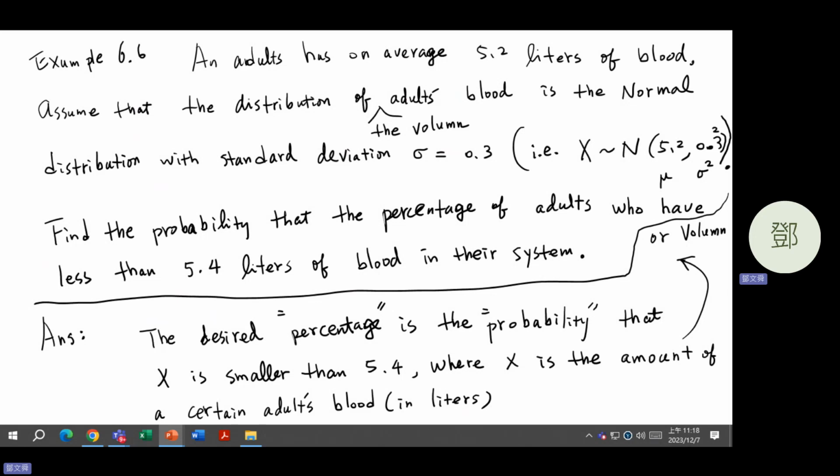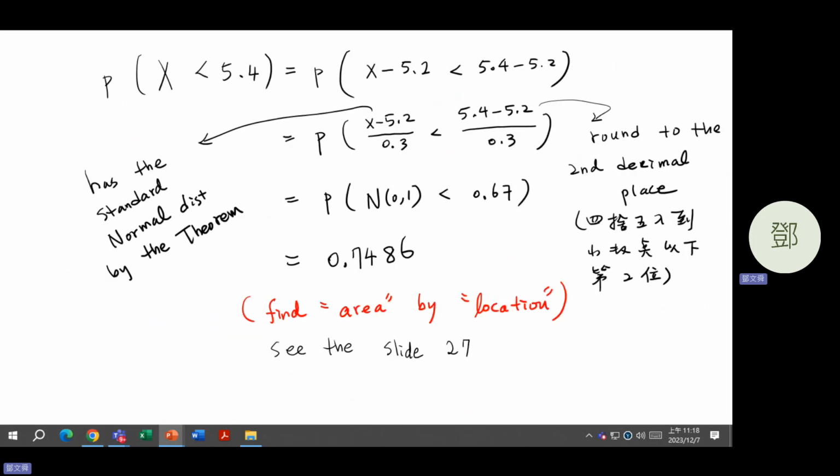So let us go to the second page, and the calculation is minimal. In fact, there is no calculation, only looking for table values. So this is the desired probability, the desired percentage. Originally it is the probability, but I said probability is equivalent to percentage. So it is the probability that X is less than 5.4. So please go back to the appendix and look for 5.4.